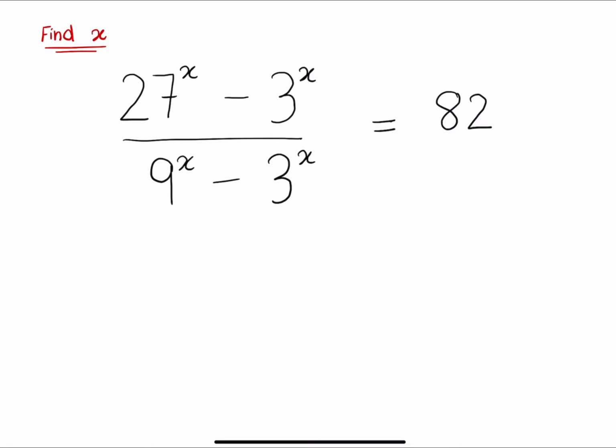So in this problem we've been given that 27 to the power of x minus 3 to the power of x, divided by 9 to the power of x minus 3 to the power of x, gives you 82. And over here we've been told to find the value of x.